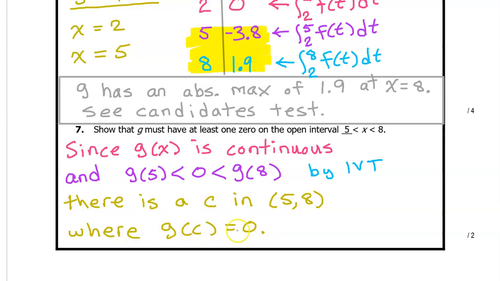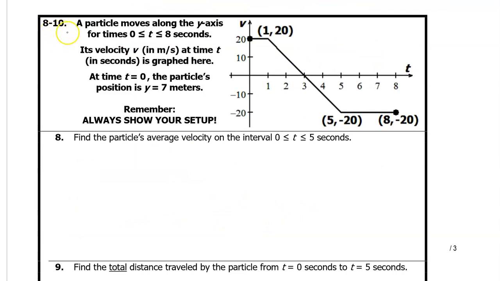For number 8 through 10, a particle moves along the y-axis on the closed interval between 0 and 8 seconds. Its velocity v in meters per second at time t, which is in seconds, is graphed here. At time t equals 0, the particle's position is y equals 7 meters. Number 8. Find the particle's average velocity on the interval from 0 to 5.